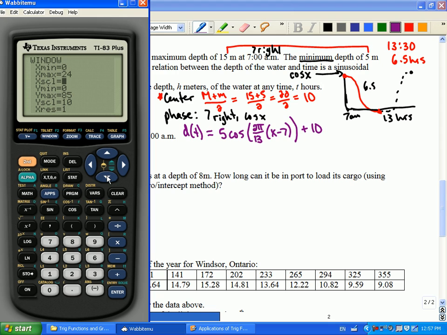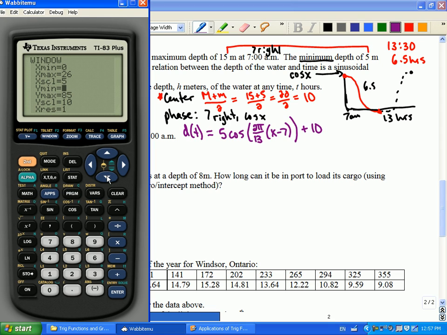Knowing that the period is 13 hours, right? I could also say to myself, that's going to show me 2 cycles of it. That goes just a little further than a day. That makes sense too, right? But in this case, we don't need that much of the graph, so no problem.